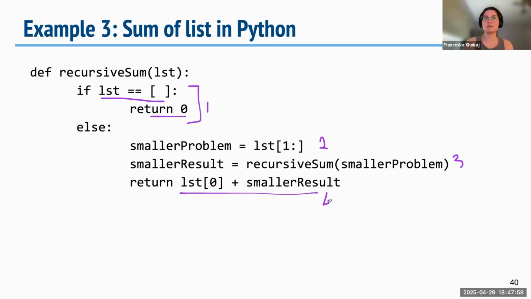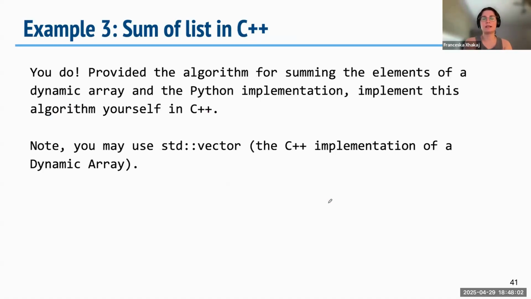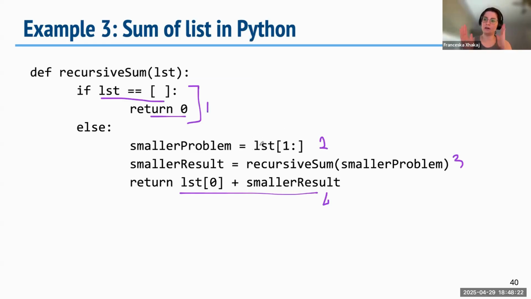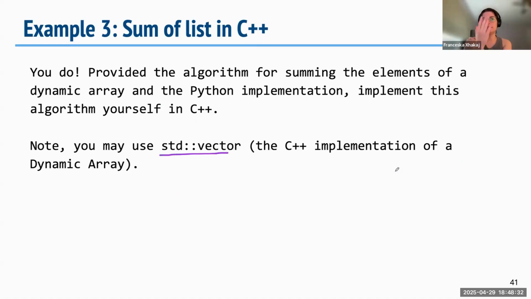I will also leave as an exercise to you to write a sum of lists in C++. Once you have it in Python, it should be relatively easy to convert to C++. You can use here either the dynamic array implementation that we did together, but I would suggest it would be easier to use the standard vector, which is the C++ implementation of a dynamic array. If you Google standard vector, you will be able to see how to make the slicing of the array, right? This is how we do it in Python, that we slice it by keeping one element to ourselves and the rest goes to the recursive function call. Standard vector also has a functionality like that.